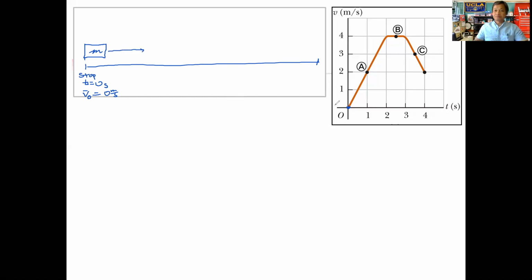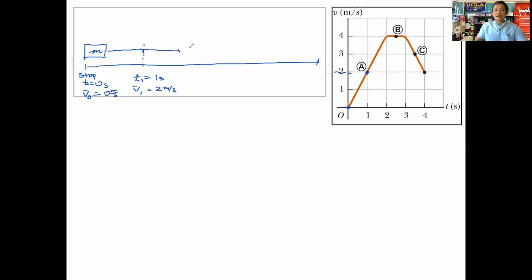Okay. Then let's plot what happens here at point A, which is 1 second into the motion. So t1 is equal to 1 second. At 1 second into the motion, plotting straight over, we see that he has a velocity v1 of 2 meters per second. Okay, with that said, let's continue on and see what happens.